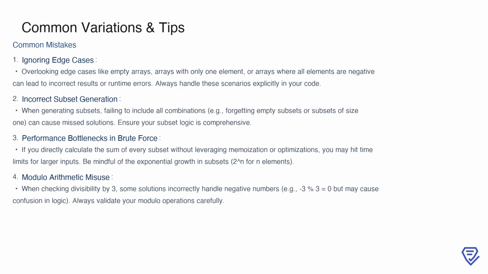Additionally, brute force approaches can create performance bottlenecks. Calculating the sum of every subset directly, without leveraging optimizations like memoization, can quickly become impractical due to the exponential growth in subsets. Lastly, modulo arithmetic misuse is a subtle but critical mistake. When working with divisibility by 3, failing to handle negative numbers correctly, such as understanding that -3 % 3 equals 0, can lead to logical errors. Always validate your modulo operations to ensure accuracy.